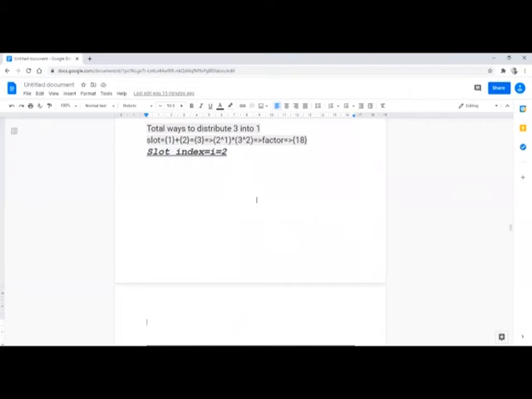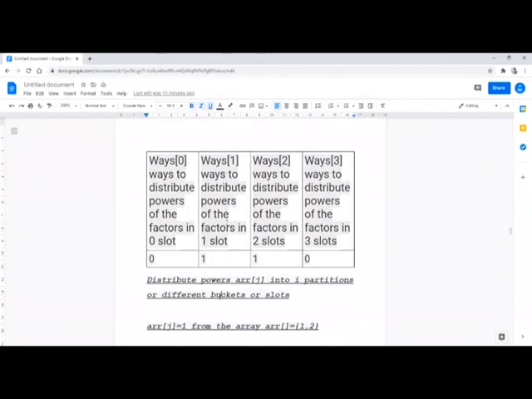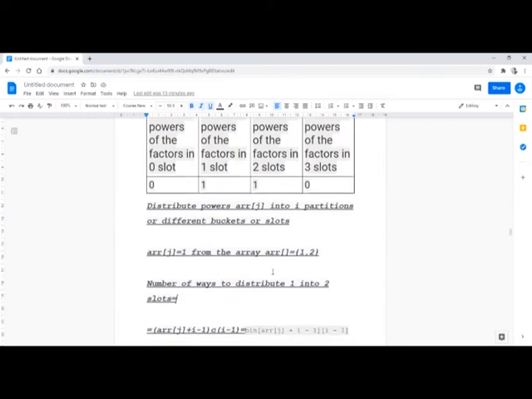So next we go to the slot index, where slot index I is equal to 2. What happens here is we have the ways DP array, and we initialize ways of 2 as 1. So ways to distribute the powers of the factors into 2 slots is initially 1, and we distribute the powers of array of j into I partitions or different buckets or slots. Array of j is equal to 1 from the array ARR is equal to 1 comma 2.